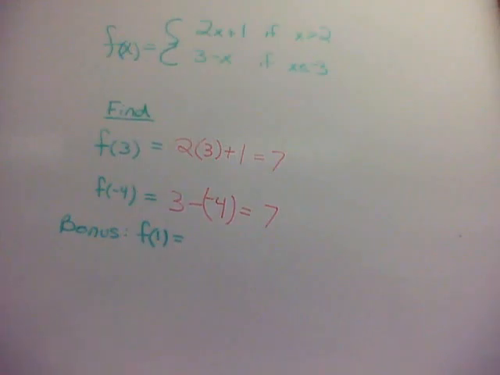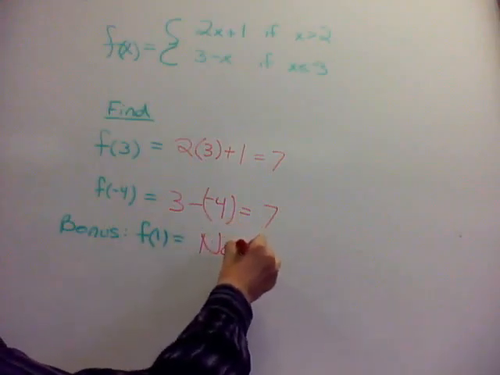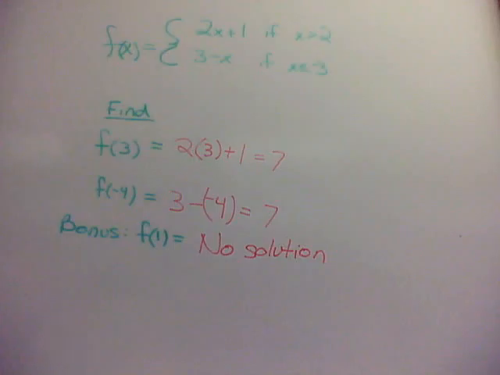And for a bonus one, we have f of 1. Is 1 greater than 2 or less than negative 3? Well, it's neither, so there's no solution because it doesn't fall into either one of these piecewise functions.